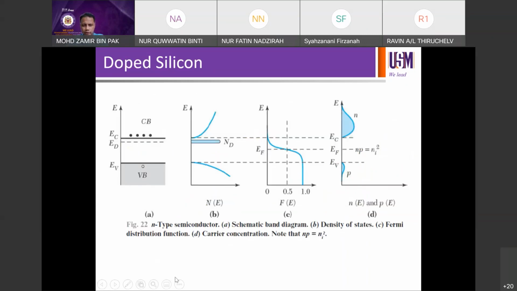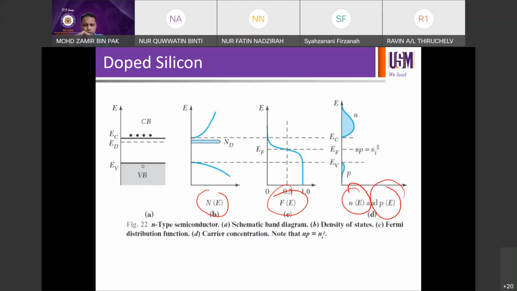We've also discussed the band diagram, how it looks, and then the density of states, and then the Fermi-Dirac distribution function, or probability of occupation, same thing. Eventually, the density of free electrons or free holes is the product of the density of states times the probability of occupation, for electrons in the CB and holes in the VB. So have a look at this.